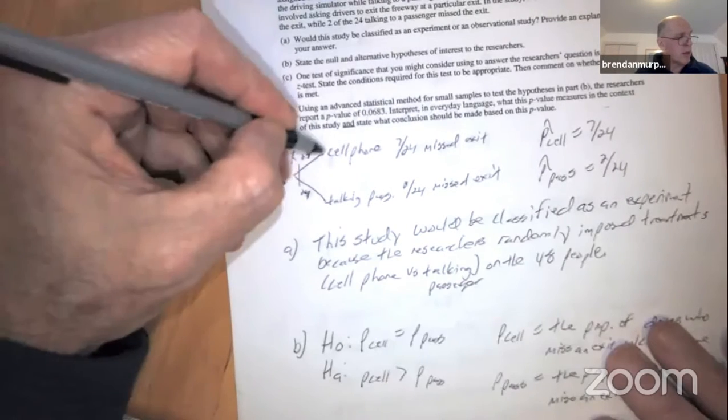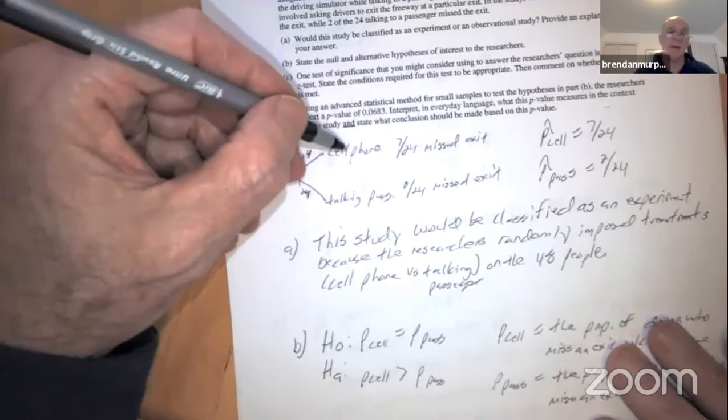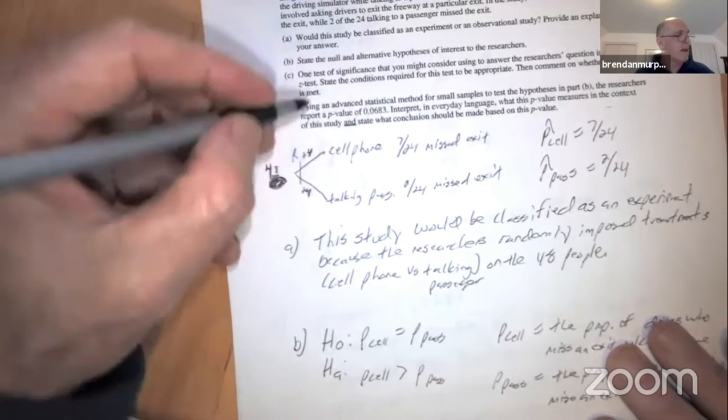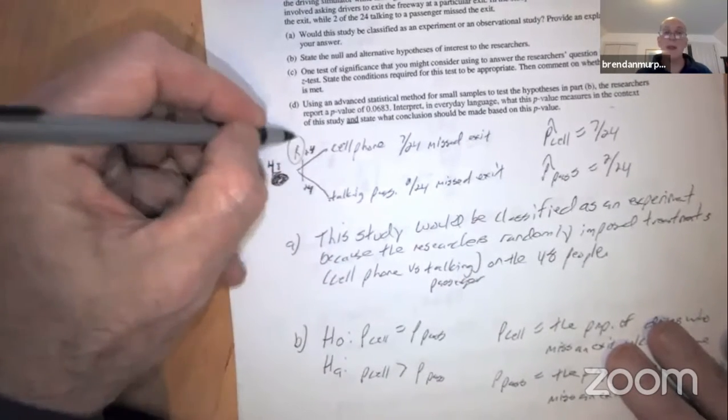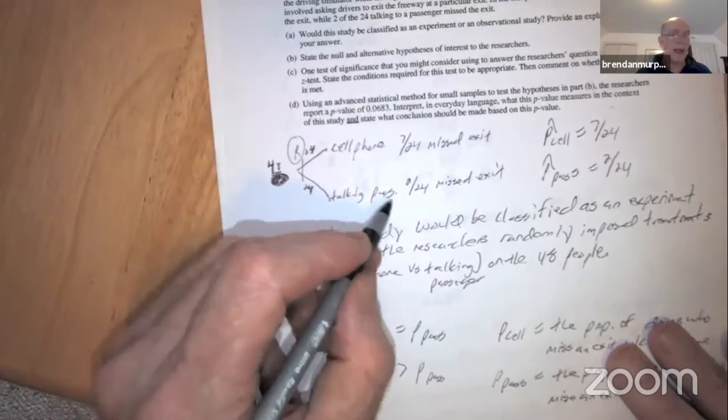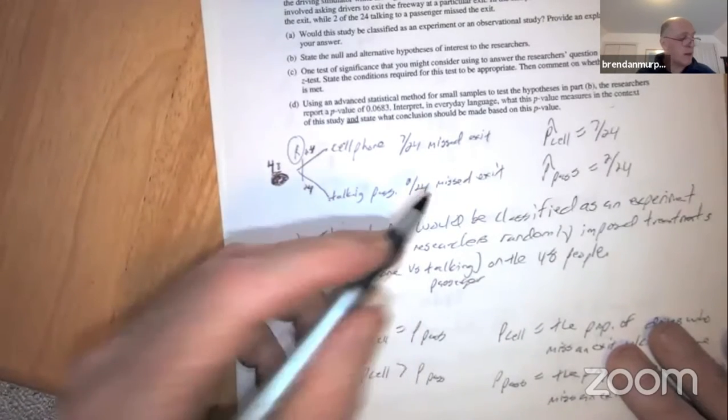24 were randomly assigned to drive in a simulator. Obviously, we don't want to practice this on the road, right? Talking on their cell phone. And then the other 24 people, again, these were randomly put in the 2 groups. That's good. They were just talking to their passenger or their friend.